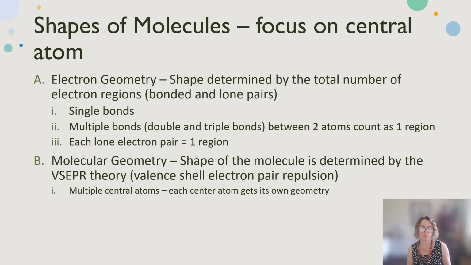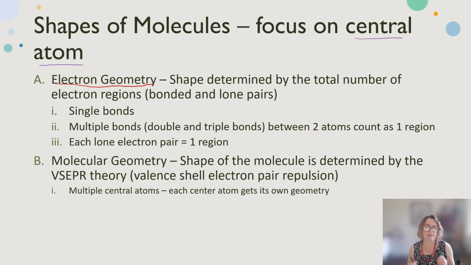So when talking about the shape of the molecule or the geometry of the molecule, it's important that we focus on the central atom. That is really where we're going to focus our attention here. The central atom is the atom that's in the middle, and it's surrounded by the other atoms that are bonded to it. So we're going to be taking a look at two different types of geometries that are related to each other. And the first one is the electron geometry.